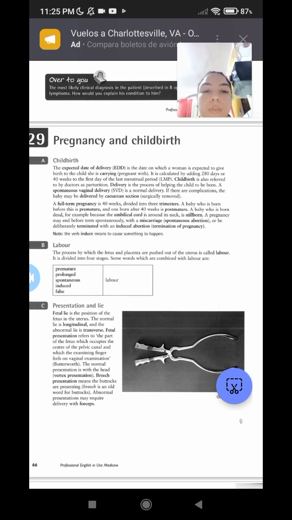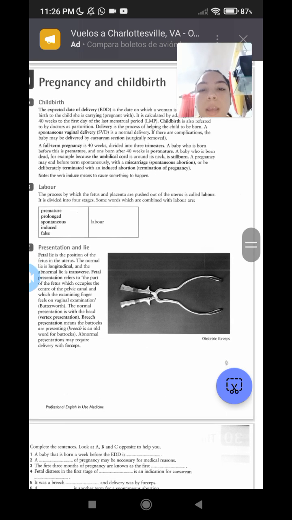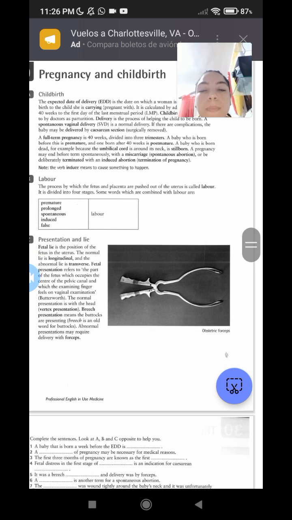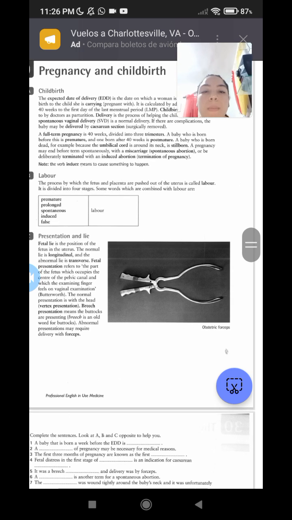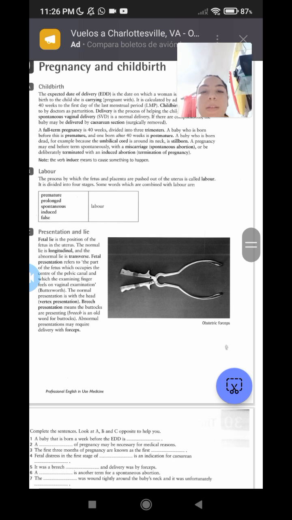Childbirth is also referred to by doctors as parturition. Delivery is the process of helping a child to be born. A spontaneous vaginal delivery, SVD, is a normal delivery.